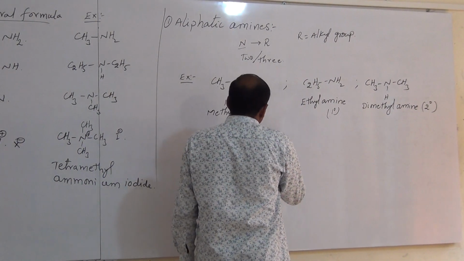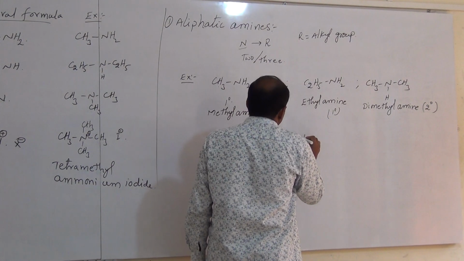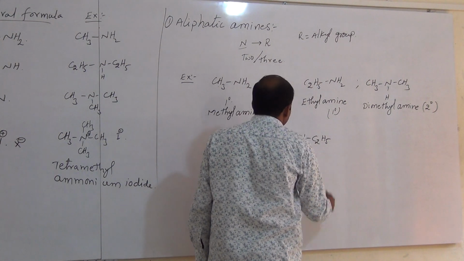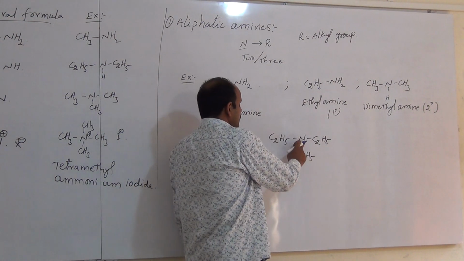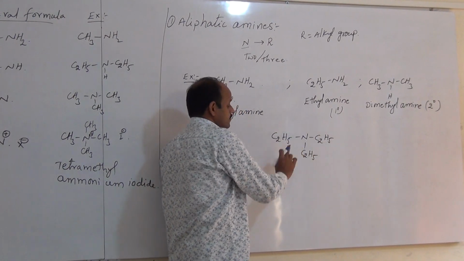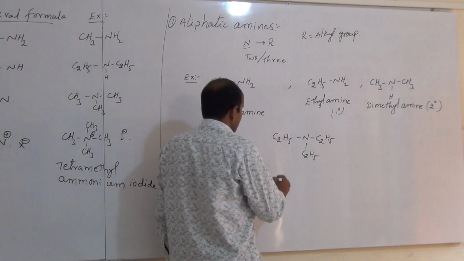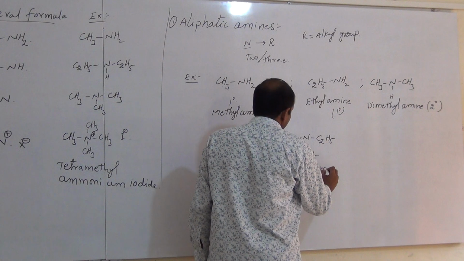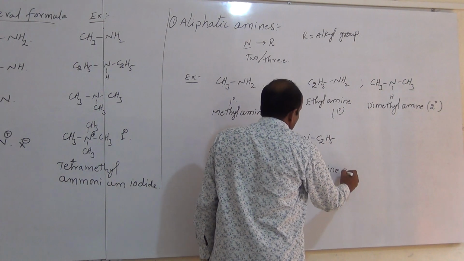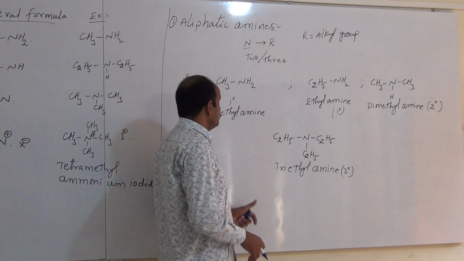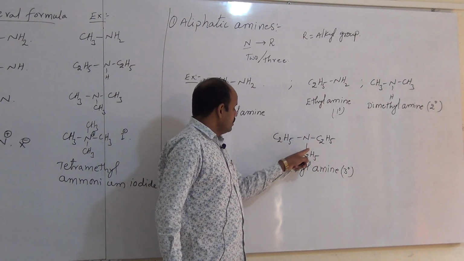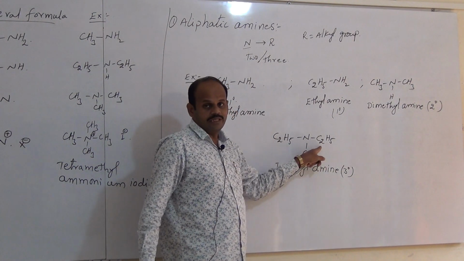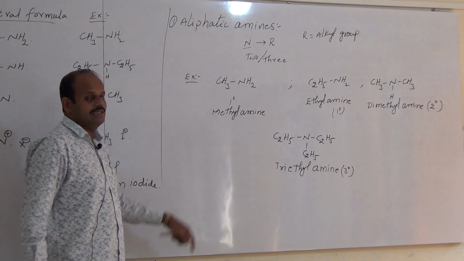And it also belongs to aliphatic amines because the nitrogen atom is attached to 2 alkyl groups. Similarly, here C2H5 N C2H5 C2H5. Here the nitrogen atom is attached to 3 ethyl groups, hence it is called an aliphatic amine and the name is triethylamine. This is the tertiary amine because the nitrogen atom is attached to 3 alkyl groups, but these 3 groups are alkyl groups only, hence it is called an aliphatic amine.